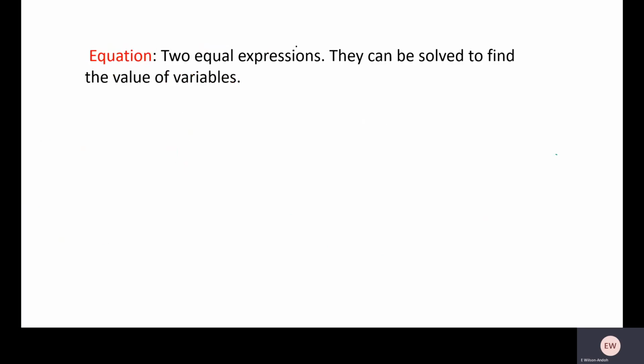Now we look at equation. So equation is two equal expressions. So in equation, we have the equal sign there. And in the two examples, when we look at the first one, we have two expressions. What we have on the left is an expression. What we have on the right, it's also an expression. It's a constant, but it is an expression. And this is separated by what? An equal sign. So an equation has an equal sign in it.